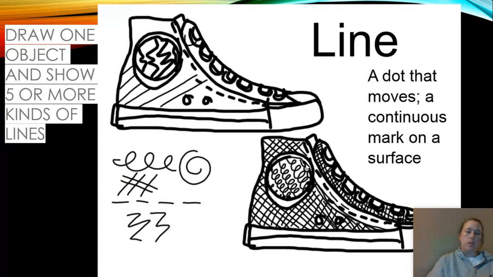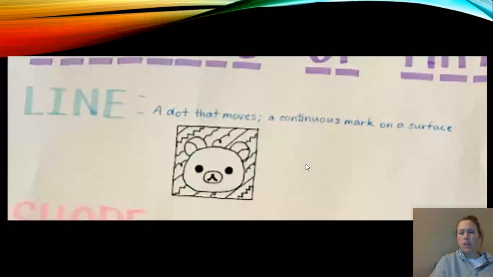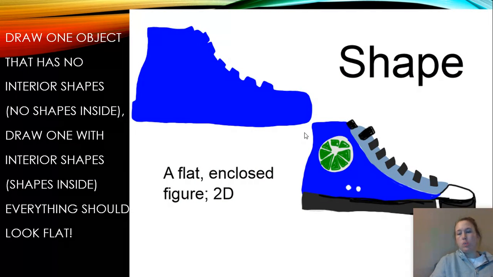So the first element is line. It's one of the most basic elements that we have. It's a dot that moves, a continuous mark on a surface. So you start off by making that little dot and then just rolling with it. You can have straight lines, jagged lines, disconnected lines, zigzags, swirls, crossed over lines. There's so many different kinds of line out there that you can make. These two shoes show you in each one 5 different kinds of line that you can make. Your image, you only need one, but it has to show 5 different kinds of line or more. And then again, here's that example of that teddy bear showing different kinds of line, and it has the definition above it.